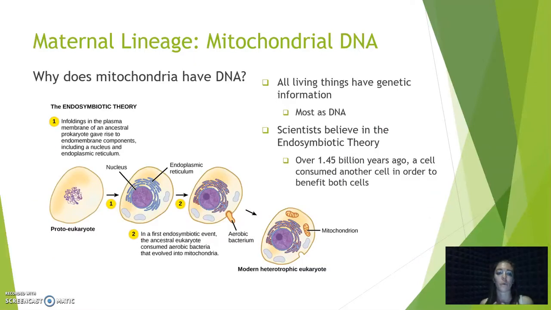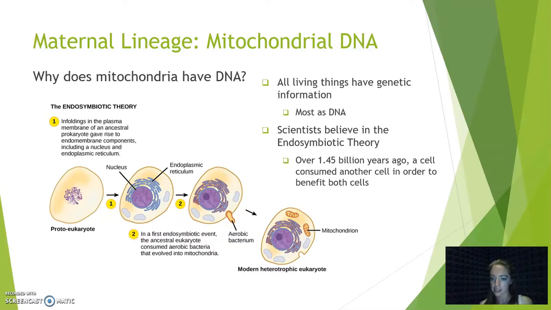So you may be wondering, why does mitochondria have its own DNA? It's the only organelle. That's odd and interesting at the same time. What's going on? Scientists believe in a theory called endosymbiotic theory. It happened billions of years ago, and what happened was a cell consumed another cell, most likely a bacterium, because mitochondrial DNA resembles bacterial DNA, so that's a safe assumption.